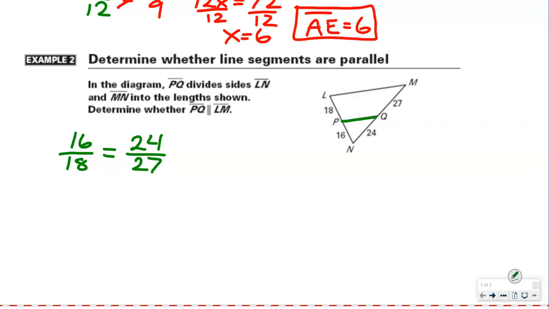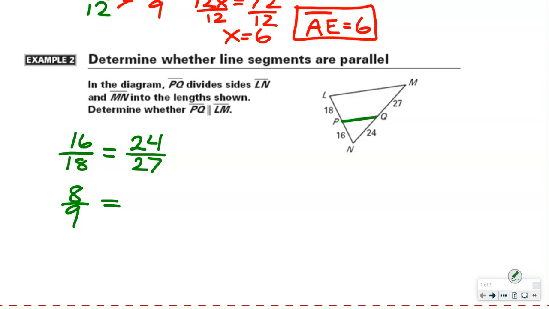It would just be 2. So we divide 16 by 2 and get 8. Divide 18 by 2 and get 9. So now we need to see, does 24 over 27 simplify down to 8 over 9?